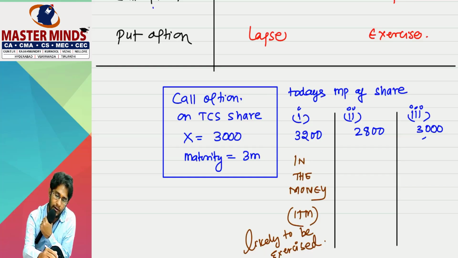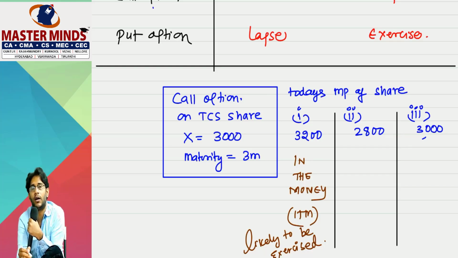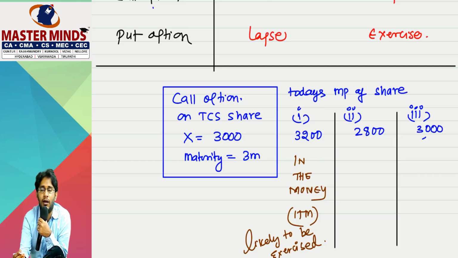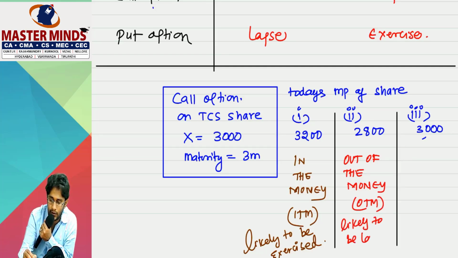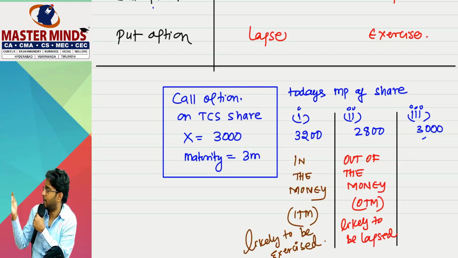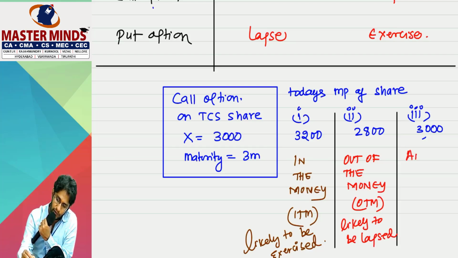Second case, sir. Do you think it is favorable? The contract is giving us a right to buy at 3000, but the market price is 2800. So the contract is likely to be lapsed and not exercised. These cases are called out of the money options, or simply OTM. It means it is likely to be lapsed. Next, the market price and exercise price are both the same. In this case we refer to it as an at the money option.